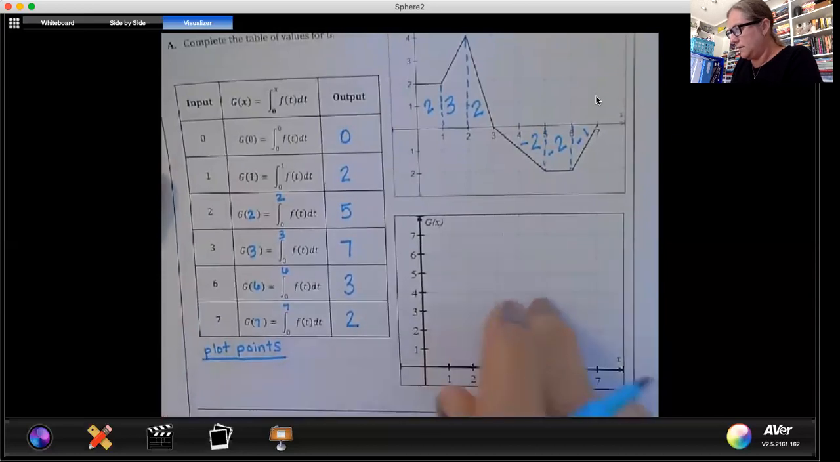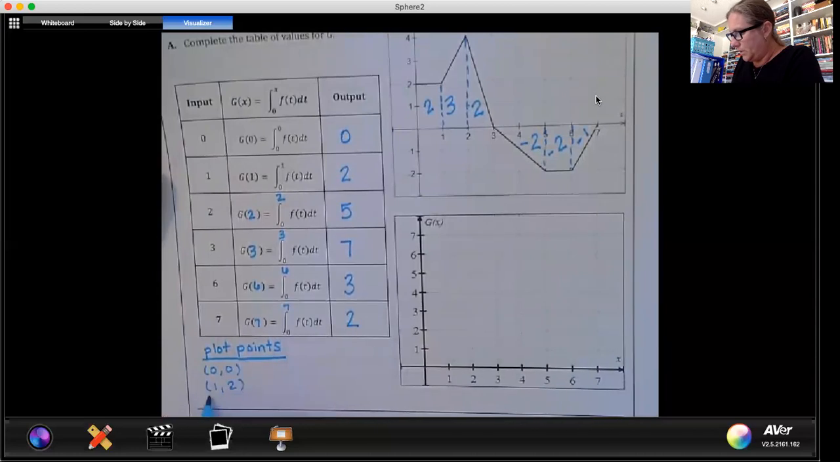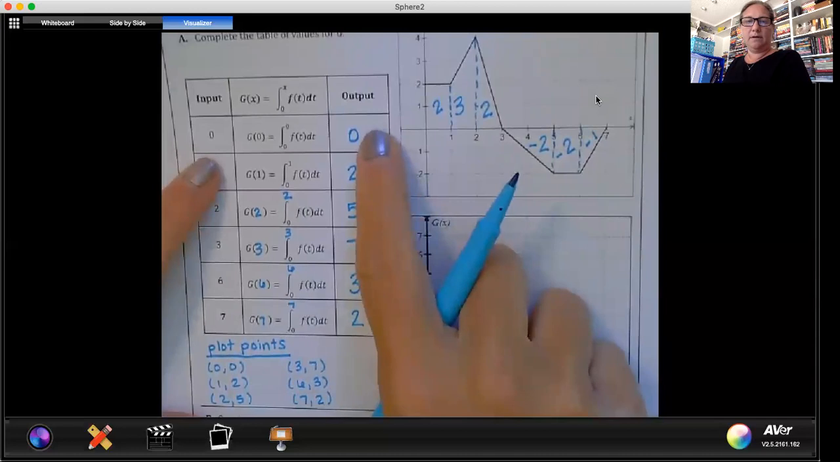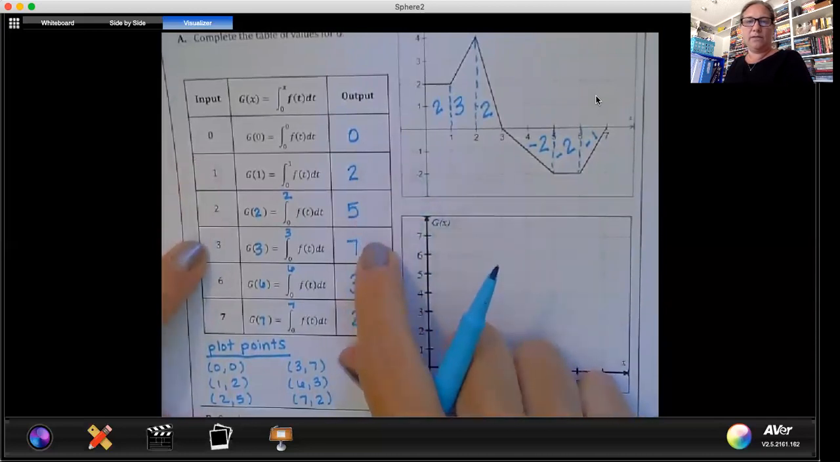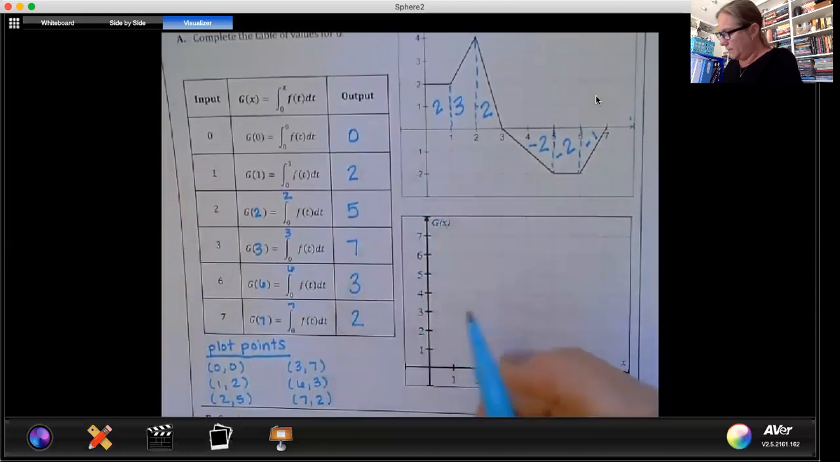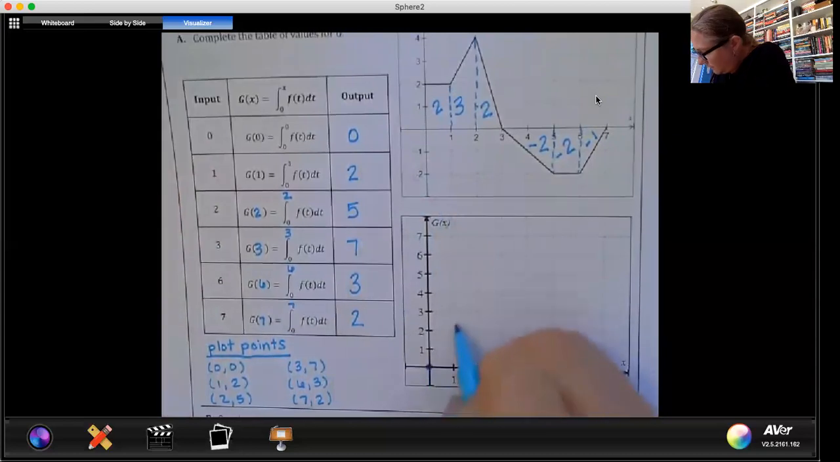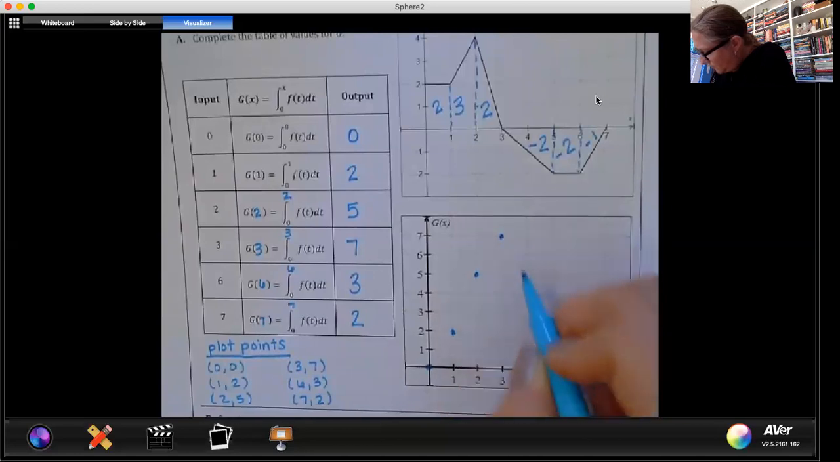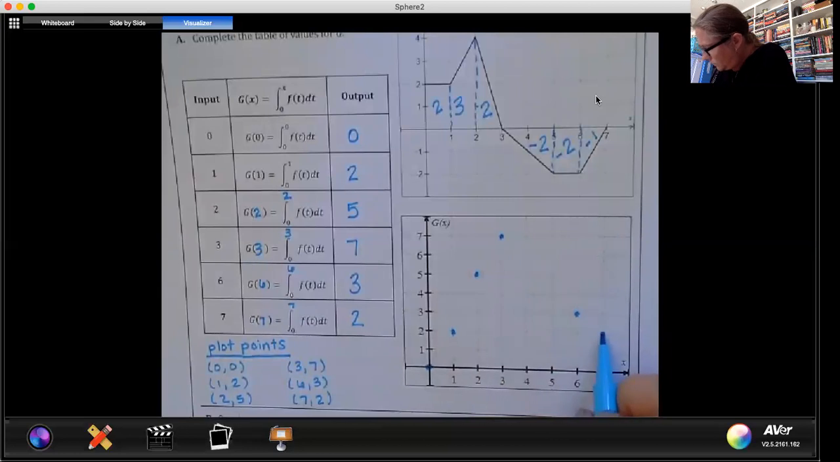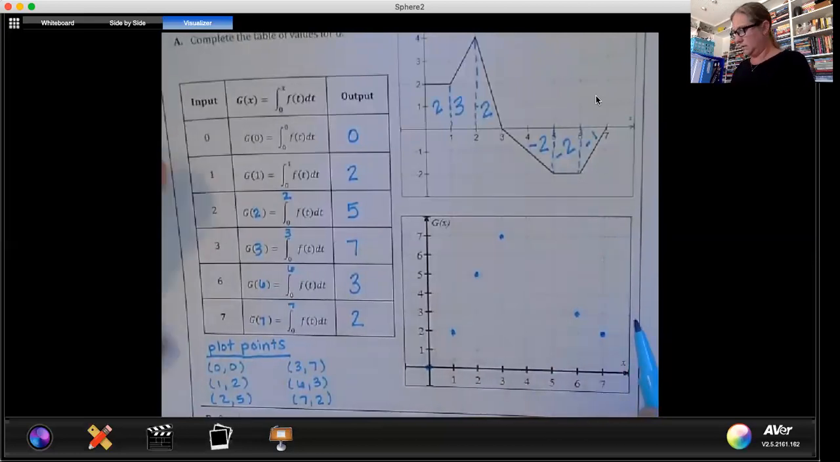That's the graph you see here: 0, 0; 1, 2; 2, 5; 3, 7; 6, 3; and 7, 2. And if you can't see where those points come from, it's those same points. So we're going to plot those on our graph. So you can kind of see what your graph is going to look like there.